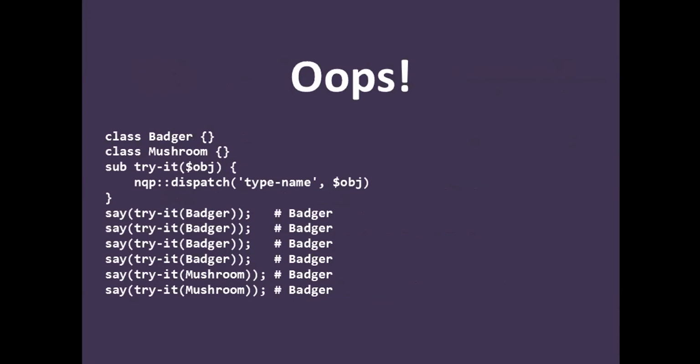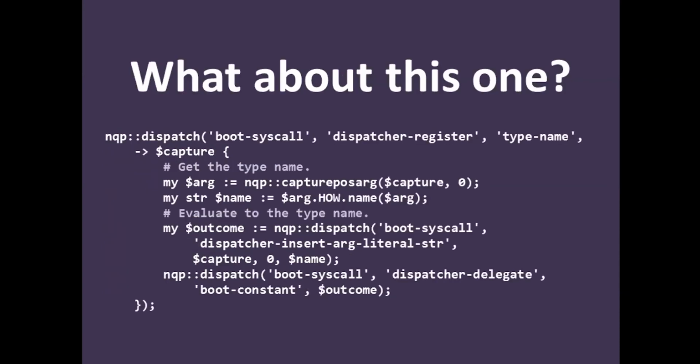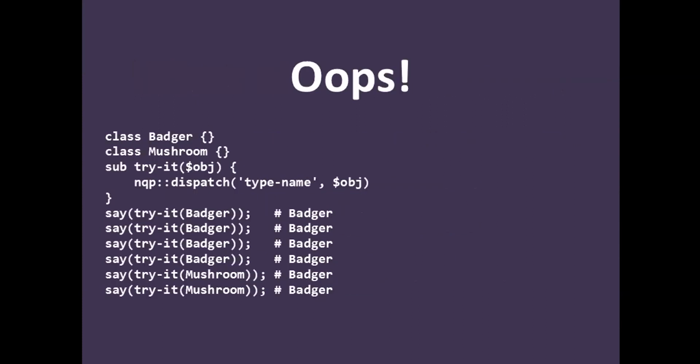Does it work? No. And what happens in here is we call try it, we pass in the badger. In here, it gets the badger, it gets the type name, it inserts the string badger, and it sets it as a constant. That is the recorded dispatch program. The next time we hit it, we say, we already have a dispatch program here. So we run it and we produce badger. And yeah, we never get our mushroom out. And that's a problem. So how do we fix that?